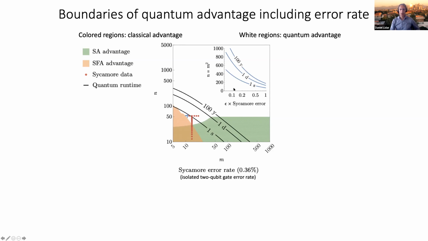You might ask, what happens as you change the assumptions about the error rate? All right, so this plot was generated with the actual isolated 2-qubit gate error rate that was reported by Google of 0.36%. So what if we were to reduce that error rate and worked with circuits of depth, or number of cycles, m that goes like square root of the width?